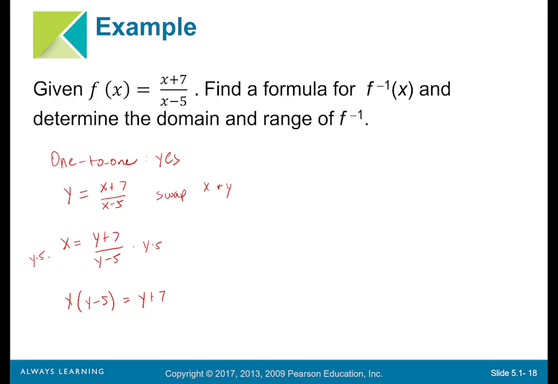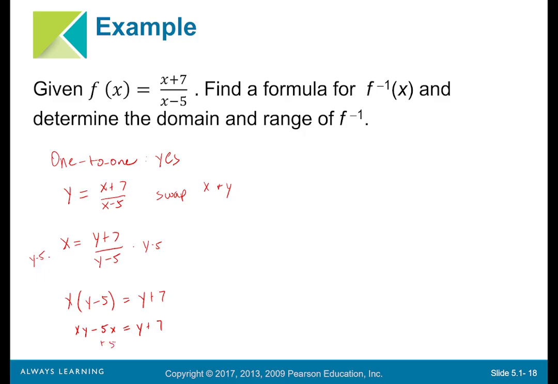Okay, well, now let's keep going. I'm just going to keep trying to combine like terms, distribute things, move terms around. Again, we're trying to get y alone. Let's keep that in mind here. First off, I'm going to distribute my x to both terms, and I get xy minus 5x equals y plus 7. Now I'm going to do some work to try to get all of my y terms to one side and non-y's to the other.